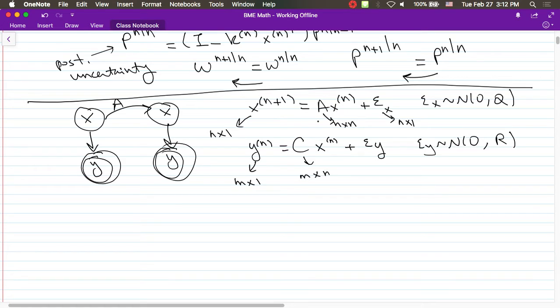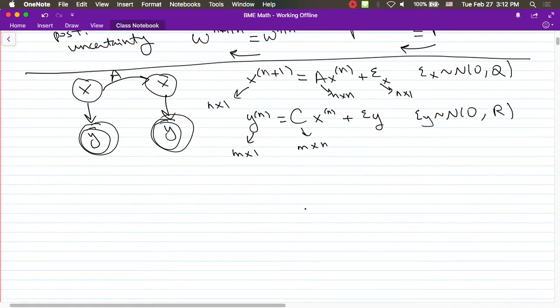Okay, so you have this model of dynamics. You have to know what is C, what is A, what is Q, what is R. You have to know the noise. You have to know the dynamics of the system. You measure y, you want to estimate x. And so we're going to use the Kalman filter to do that.